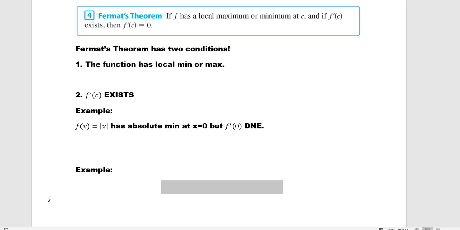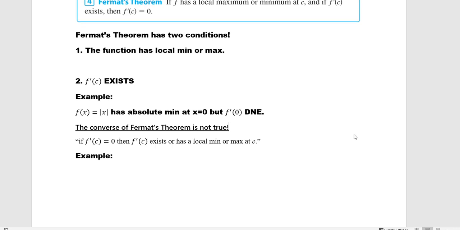Also be careful. In addition, the converse of Fermat's theorem is not true, which would be: if the derivative of f evaluated at c equals 0, then f has a local min or max at c. That statement is not true.